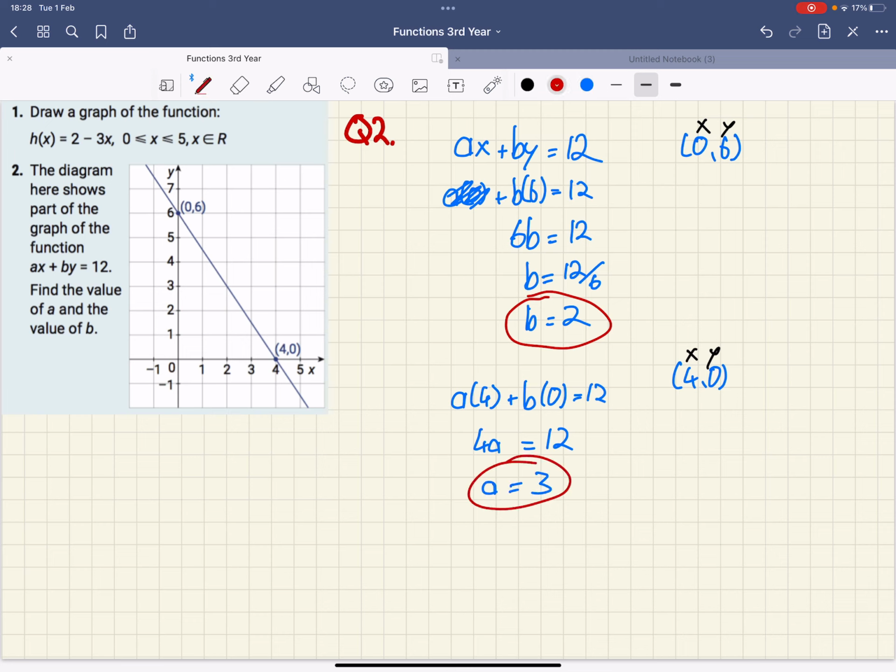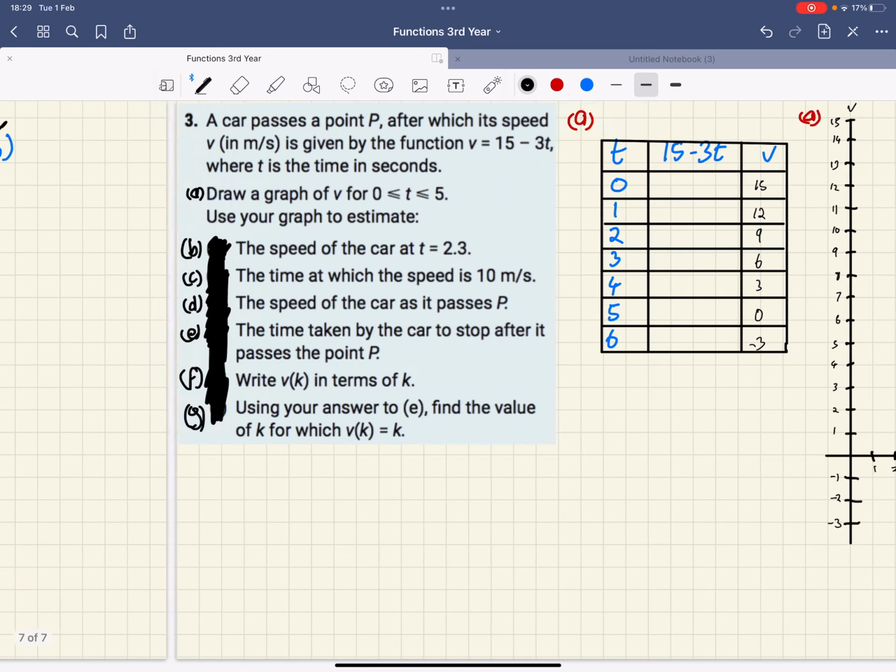So we finished that. We've gotten the values for a and b, and all you had to do was take the values and sub them in. Don't forget, we learned in coordinate geometry that the first value is the x and the next one is the y. They could have also said rewrite the function now that you know what a and b are equal to. So ax plus by equals 12, I'd replace the a with 3 and the b with 2, which would give me 3x plus 2y is equal to 12.